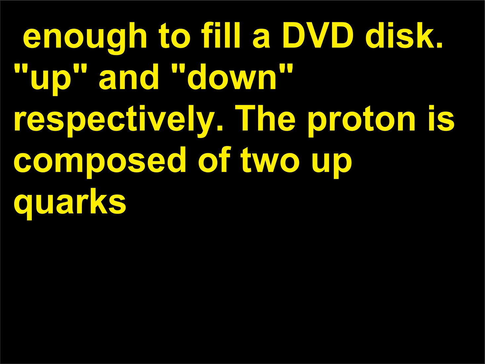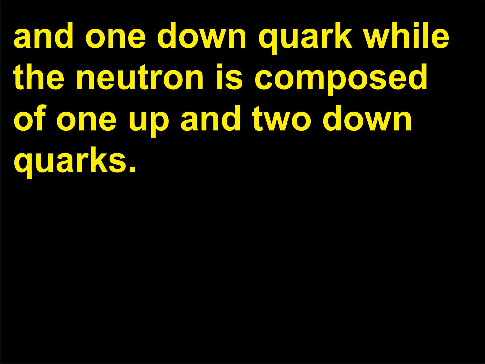Up and down respectively. The proton is composed of 2 up quarks and 1 down quark, while the neutron is composed of 1 up and 2 down quarks.